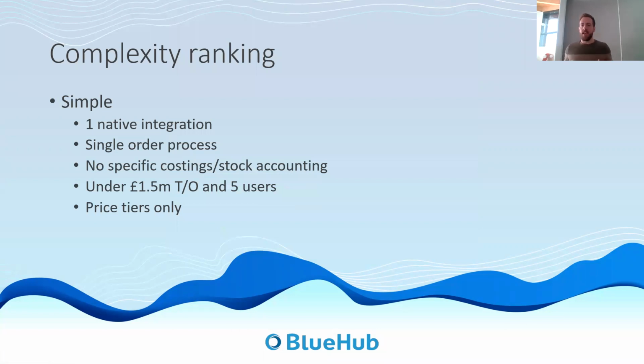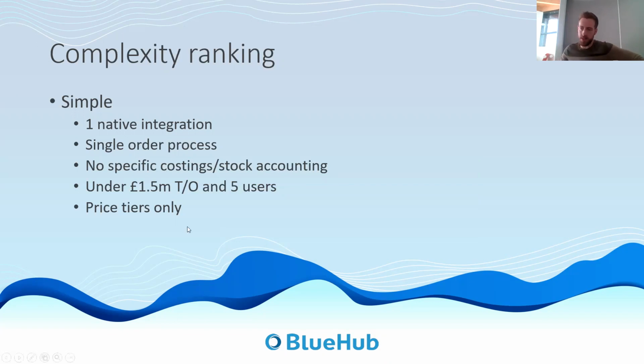So to give us a basic guide, something that's simple, I'd say, just has one native integration. We don't class Xero as a native integration, that's just part of the package, right? So if you've got something like Xero, TradeGecko, and then Shopify, this would be one integration: just Shopify, or just Amazon, or just manual entry of orders. A single order process, meaning that they don't do both B2B and B2C, or they don't do sales agents and staff sales.